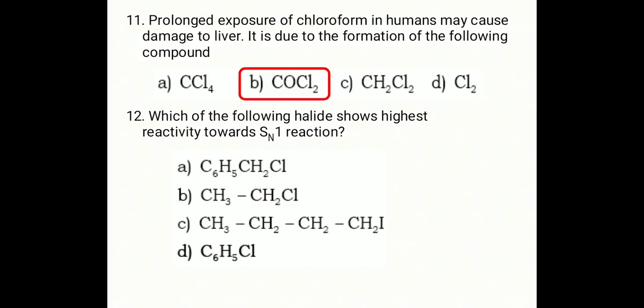12th one, which of the following halides shows higher reactivity in SN1 reaction? SN1 means, remember, the carbocation should be more stable. The more stable carbocation is benzyl chloride. So the answer is A.